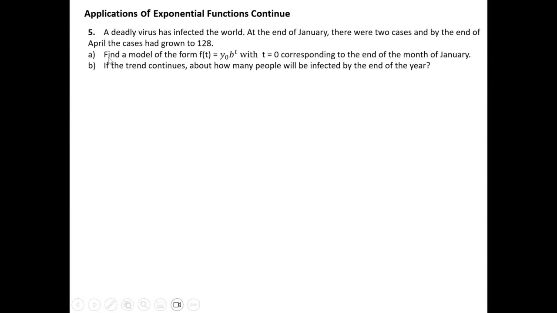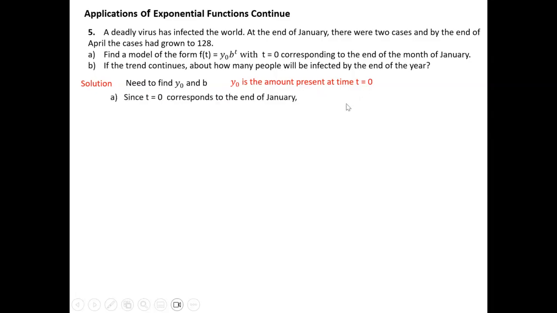Here's how we start. For part A, they want us to find the model in the form f of t equals y naught b to the power of t, with t equals 0 corresponding to the end of the month of January. So y naught is the amount present at time equals 0, which will give us 2. So y naught is 2. So I already found my y naught. Now I need to find my b. Once I find b, I found the model that we're looking for.